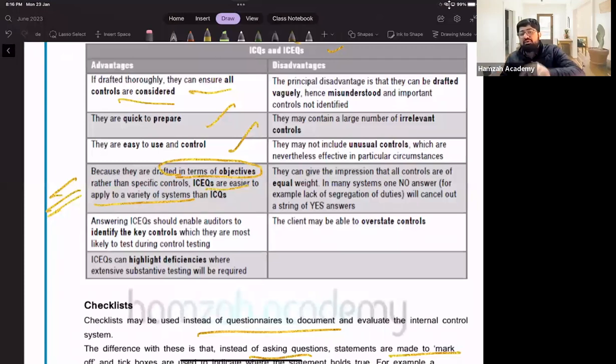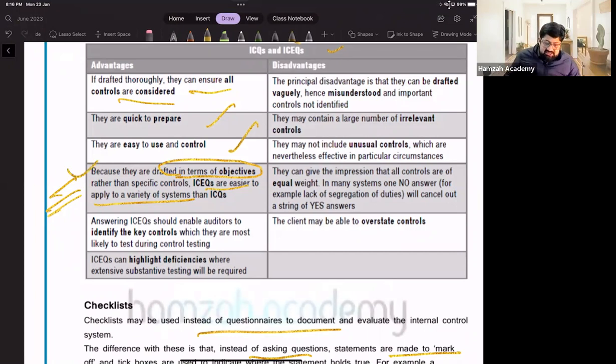So ICQ talks about specific control, like a security guard checking the card, yes or no. In another company the system is different, so this cannot be applied over there. ICQ, ICEQ, this is what I wrote over there as well.